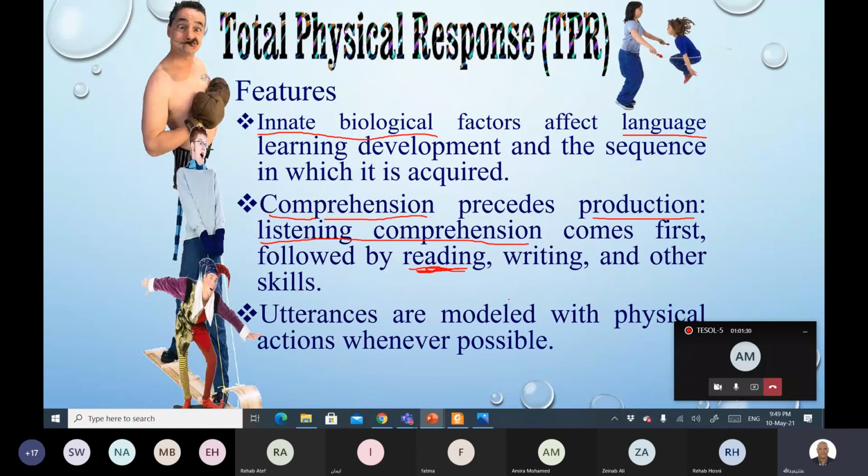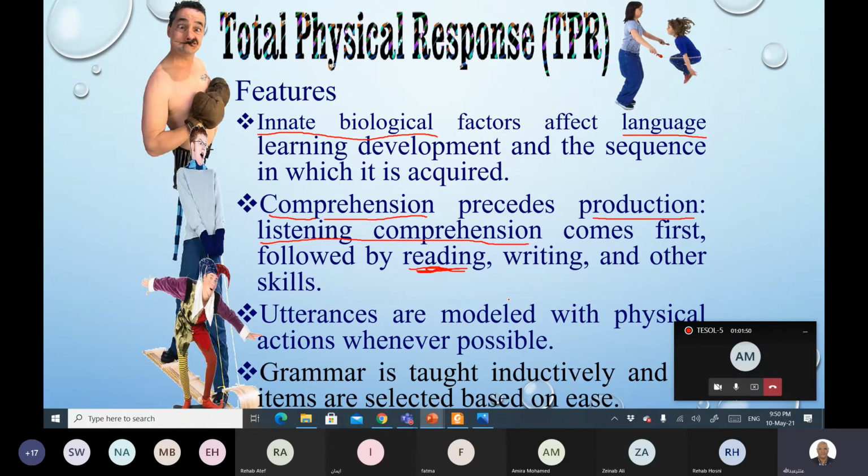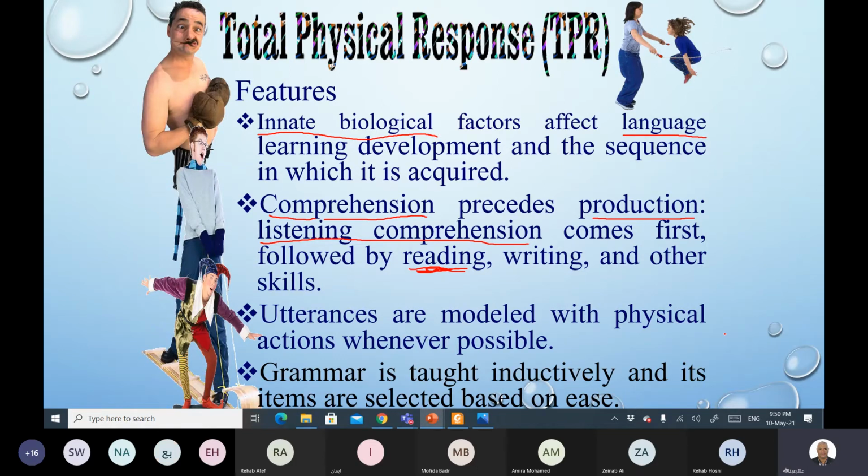The utterances and the sentences and the patterns are modeled by physical actions. So the teacher will be doing many actions to the students in order to make them understand what he really means. And the instructions will be clear by the physical actions that are accompanying the verbal utterance. Grammar is taught inductively. يبقى ده اتفاق، جانب اتفاق ما بين الاوديولينجوال ميثود وما بين ال TPR, and for both of them grammar is taught indirectly, and the grammar patterns and the grammar items are selected based on its easiness for the students.